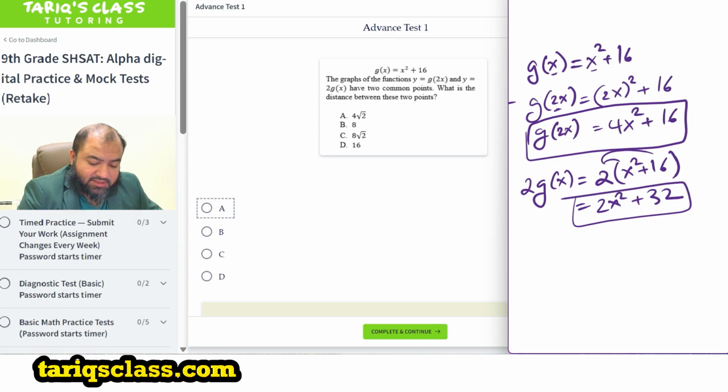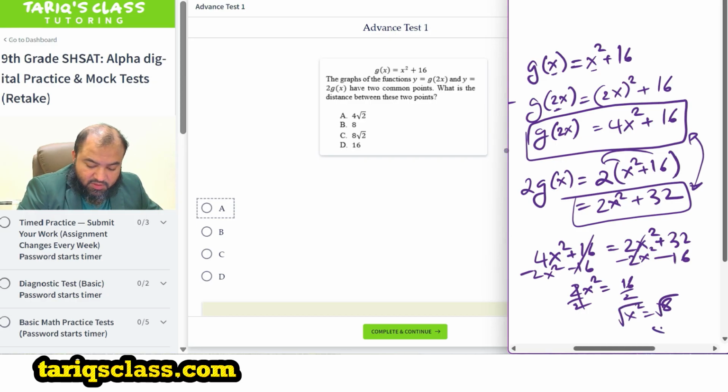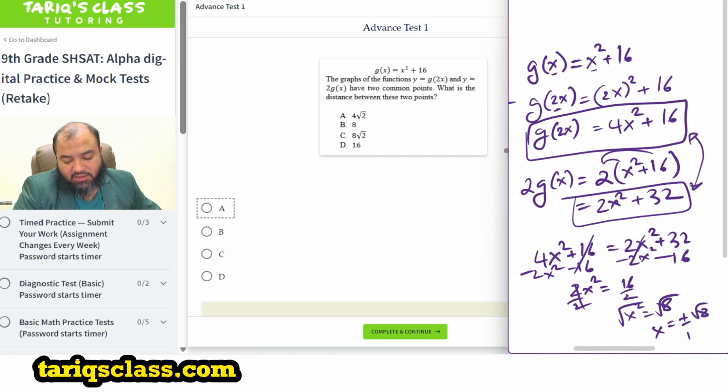So with 2 common points, you can set them equal to each other, because common points means the graphs are equal to each other. So 4x squared plus 16 is equal to 2x squared plus 32. Minus 16 both sides. Okay. I can do minus 2x squared both sides as well. So that gives me 2x squared equal to 16, divided by 2, divided by 2. So x squared equal to 8. You can square root both sides. So x equal to plus minus square root of 8. When you square root both sides, there are going to be 2 answers. One is plus, one is minus.